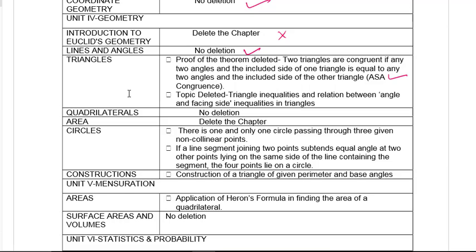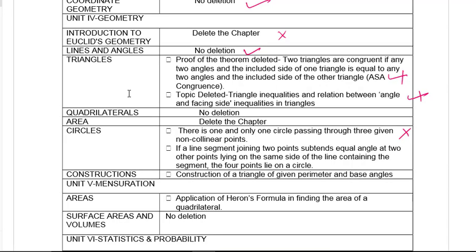Another deleted topic in triangles is inequalities and the relation between angles and facing sides, inequalities in a triangle. In quadrilaterals, no deduction, everything is going to come. Circles, there is one and only one circle passing through three given non-collinear points. So this concept is not there.